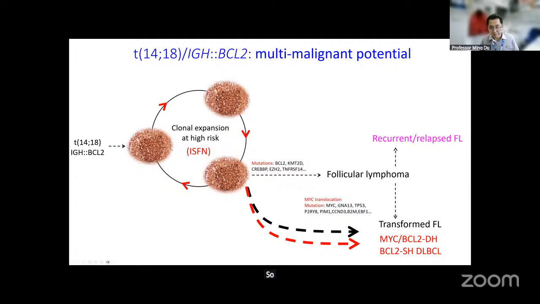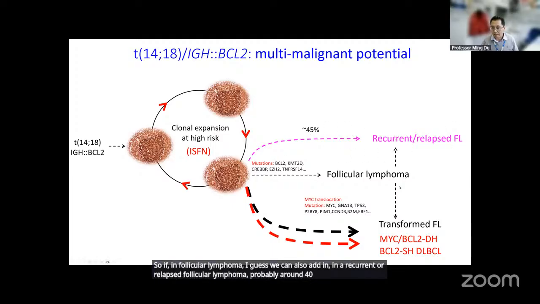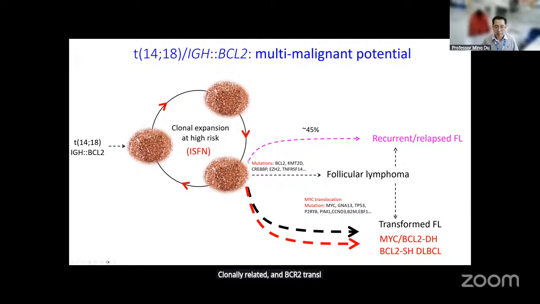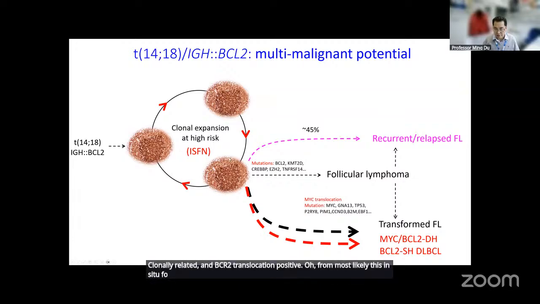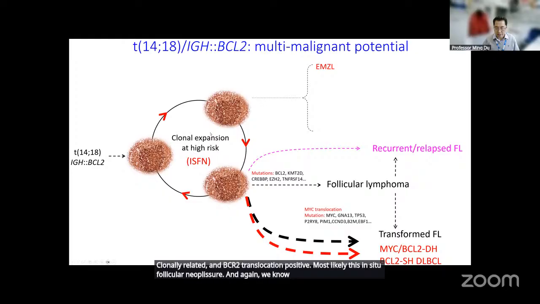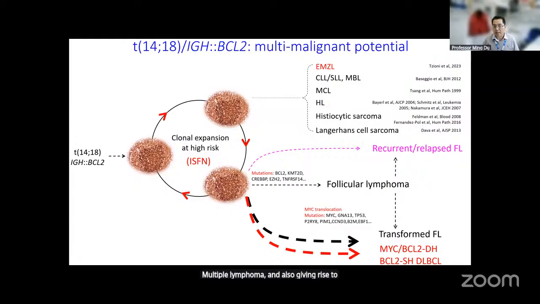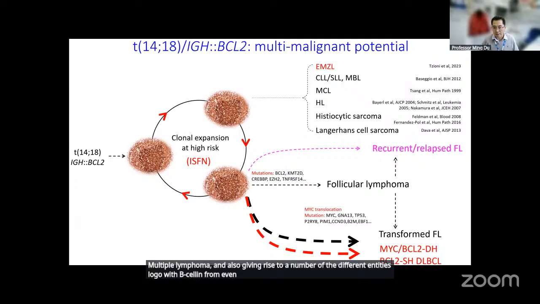So in follicular lymphoma, I guess we can also add in the recurrent or relapsed follicular lymphoma, probably around 40% of them. They are not a linear progression from the first diagnosed lymphoma, but they are really deriving from the clonally related and BCL2 translocation positive pre-malignant lesions, most likely in situ follicular neoplasia. And again, we know this 14;18 translocation can also give rise to multiple lymphomas and a number of different entities, low-grade B-cell lymphoma, even histiocytic sarcoma or lung cancer sarcoma.